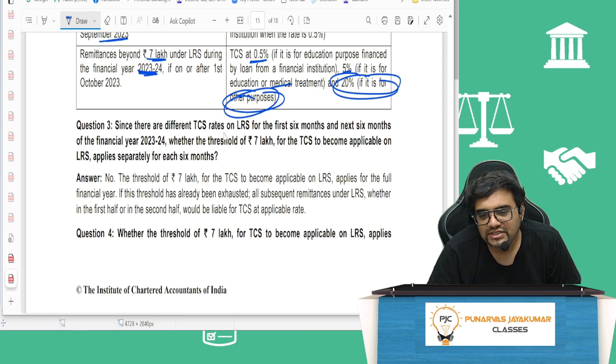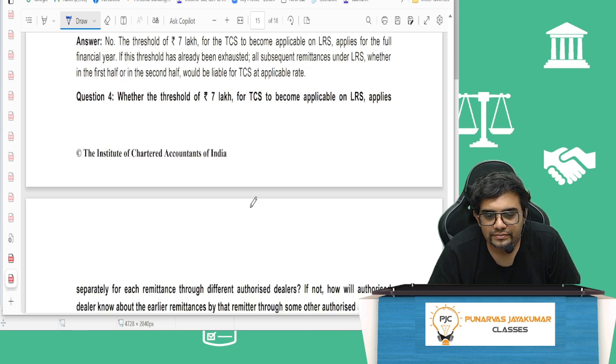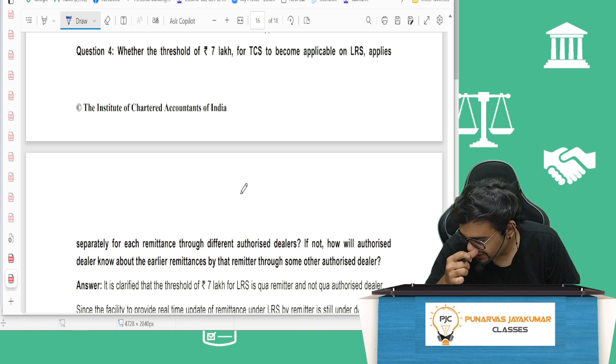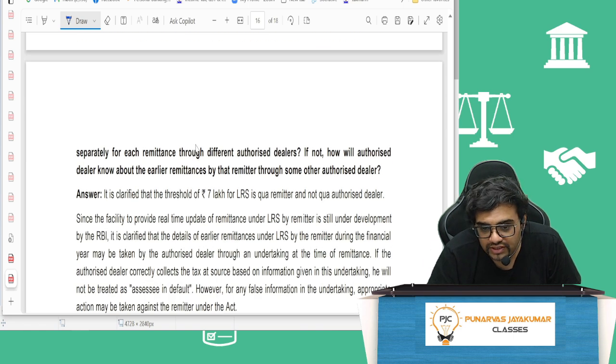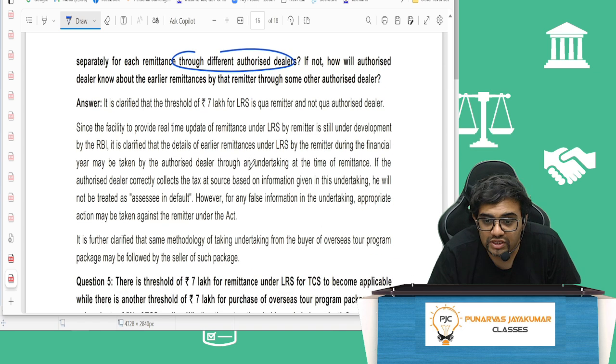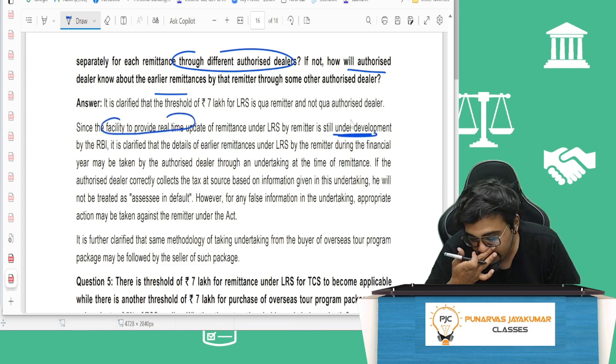Since there are different TCS rates on LRS for the first 6 months and next 6 months of the financial year, does the threshold of 7 lakh become applicable separately? No, it is once and for all in the entire financial year. You should see when they are making the payments. Is it separately through e-remittance or through different authorized dealers? No. How will the authorized dealer know about it? I already told you, the facility to provide a real-time update is still under development by the RBI.